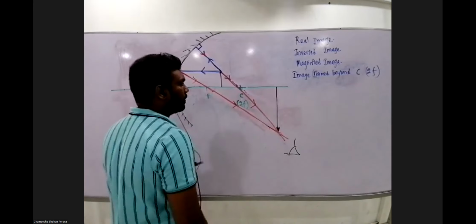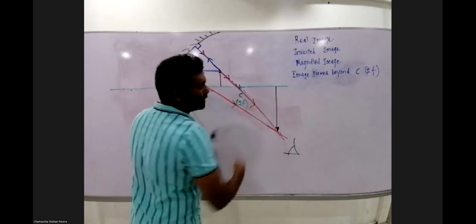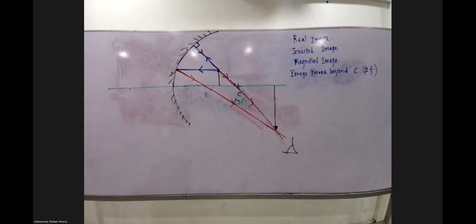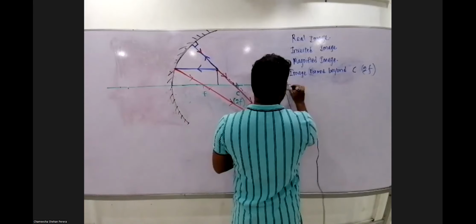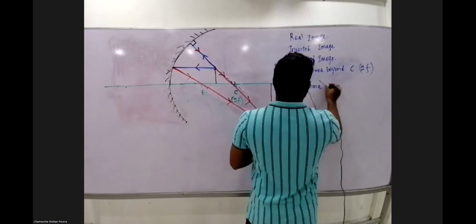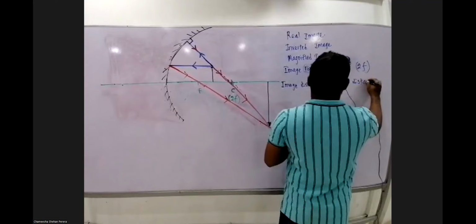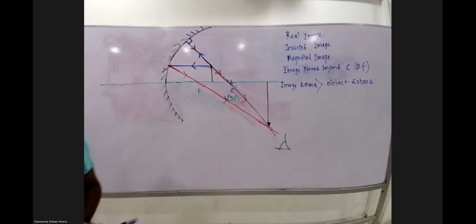Or else 2F. Okay. Now what do you think about the object distance and the image distance? The image distance is large, right? Image distance is greater than the object distance. Was it clear to you? Yes. Right. Go for the diagram.